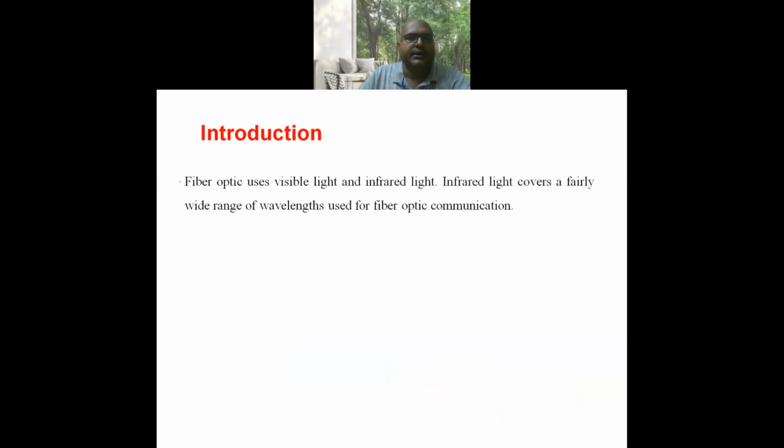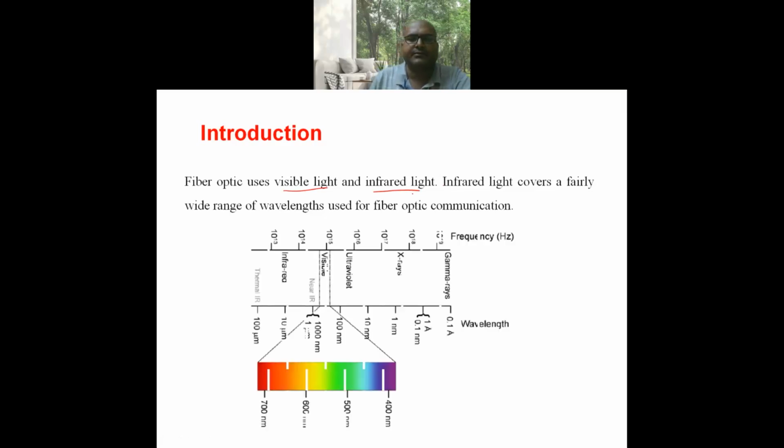Introduction. In optical fiber communication, visible light and infrared lights are used. Infrared light covers a fairly wide range of wavelengths used for fiber optic communication. Here you can observe the wavelengths of the electromagnetic spectrum for visible light and infrared light.